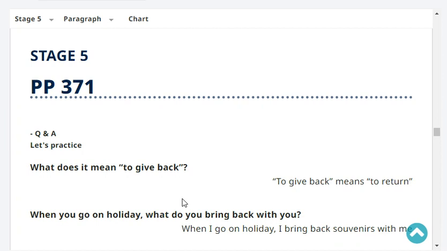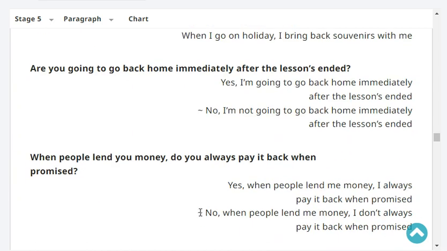When I go on holiday, I bring back souvenirs with me. Very good. Are you going to go back home immediately after the lessons ended?